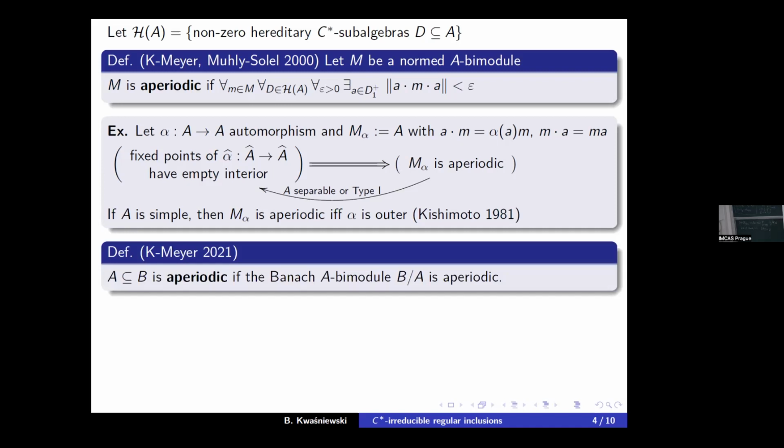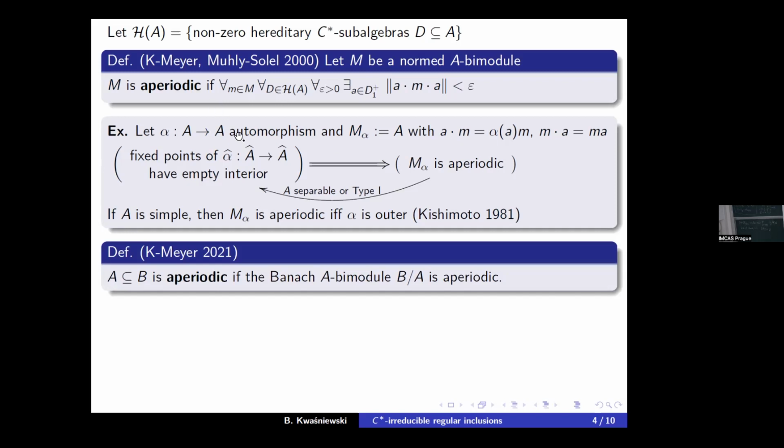And we want to define the aperiodicity for inclusions. So here is the definition. The definition is short. If you have this inclusion, then you may view B as a bimodule, and this descends to a Banach A-bimodule for the quotient. If you take the quotient B over A, this makes the definition even more complicated because then you need to use the quotient norm.